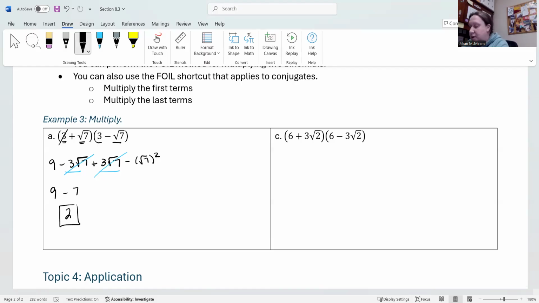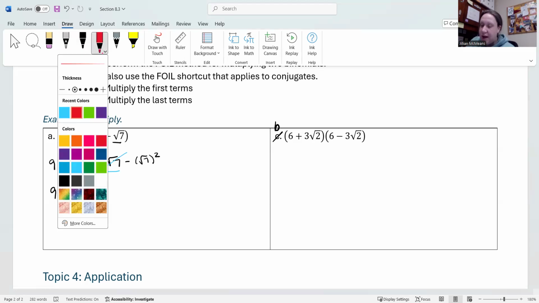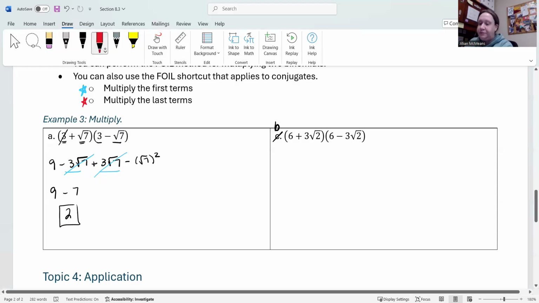Now for part, this should actually be B. That's a typo. So for part B, we have 6 plus 3 square root 2 times 6 minus 3 square root 2. Again, we have conjugates. We have 6 and 6, and then we have positive 3 square root 2 and then negative 3 square root 2. So we're adding the same terms and subtracting the same terms. We can take a shortcut. We can multiply the first terms. I'll do that in blue. And then we can multiply the second terms. I'll do that in red just so you can see what's happening.